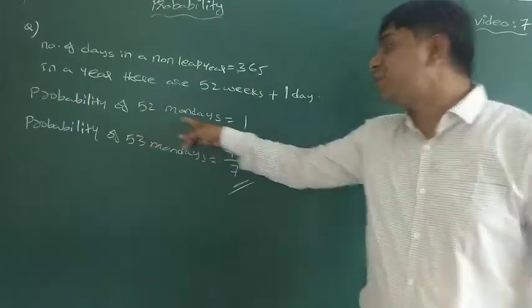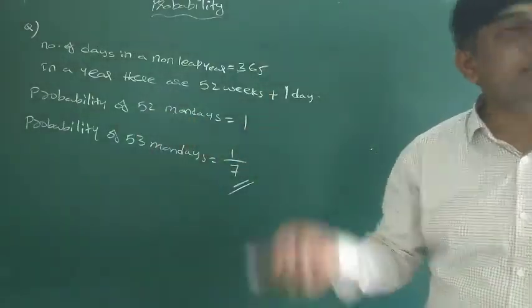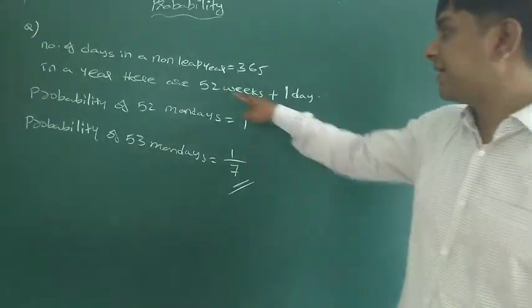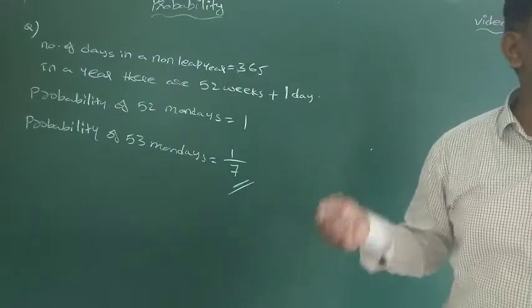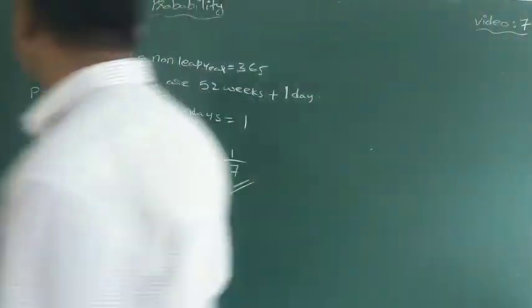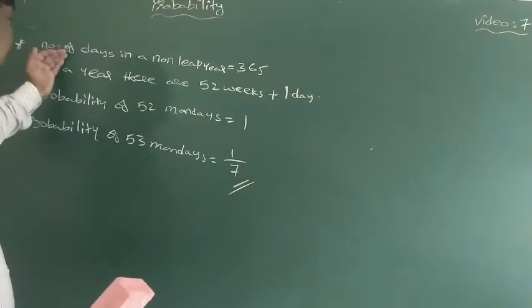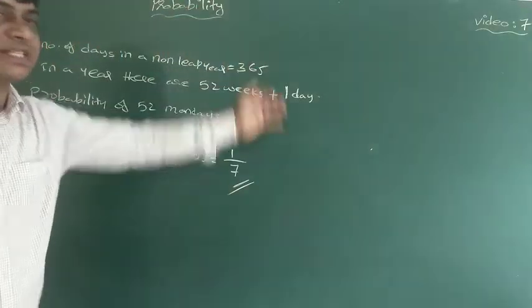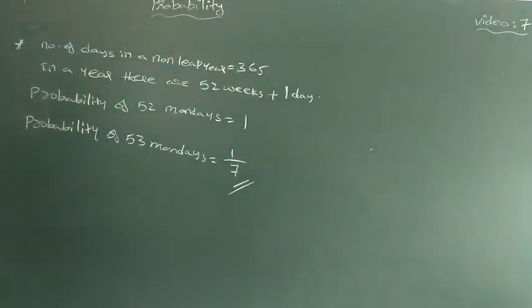If they ask 52 Mondays, the answer is definitely 1. 52 Sundays means 1, because it is a sure event. Because in 52 weeks, in every week there will be a Monday, Tuesday, Wednesday, Thursday, Friday, Saturday and Sunday. This is about the non-leap year. The number of days in a non-leap year is 365 days, so there are 52 weeks and 1 additional day.